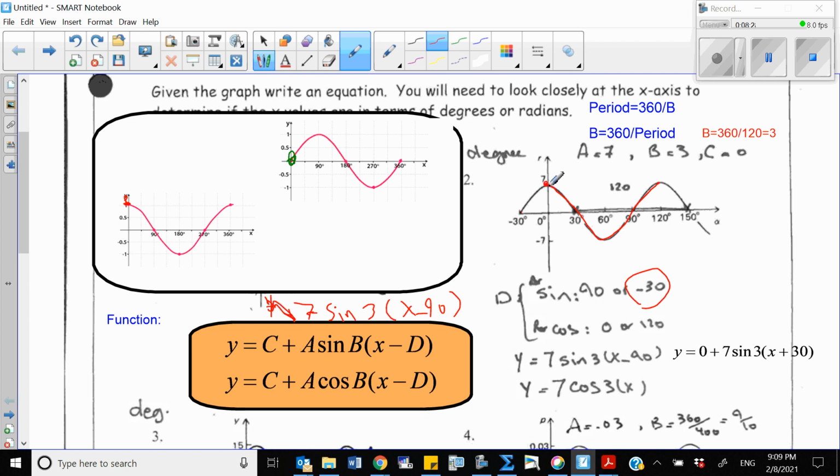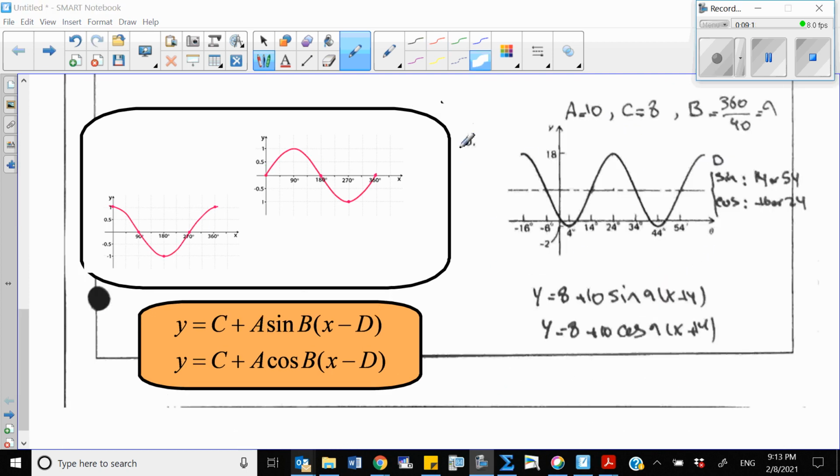Okay, where does this high point start from? From 0. That means in this case, the d value is 0. So the function is going to be 0 plus 7 cosine of 3 times x minus 0, and that will be simplified to this. You could also write another cosine function if you consider this one as your first function. So this one starts from 120, so the d value is 120. It's going to be similar to this, except that here instead of x, you're going to write x minus 120.